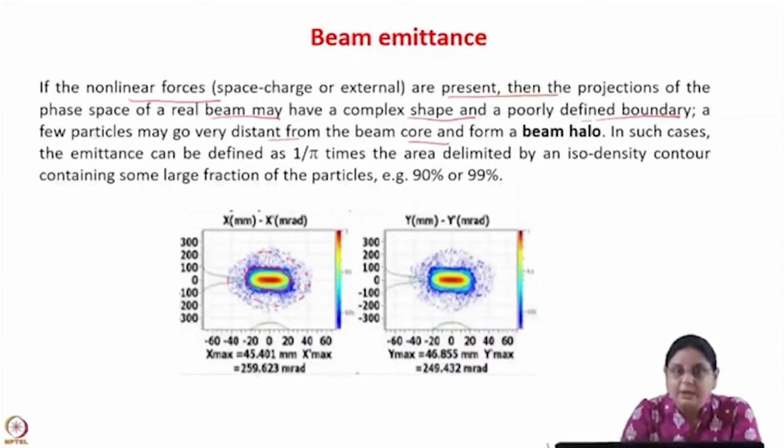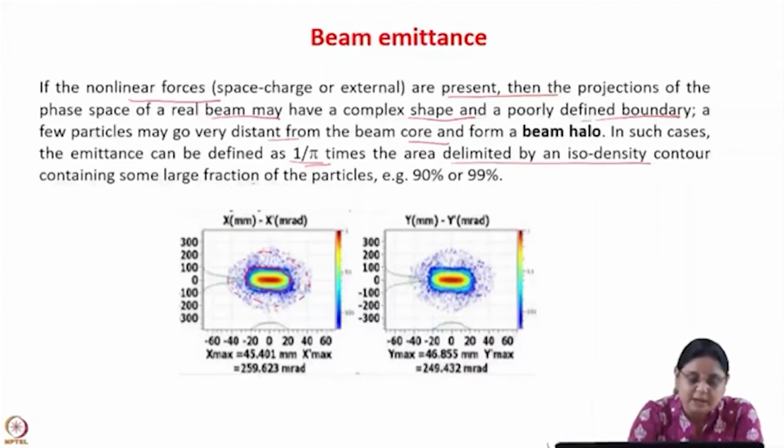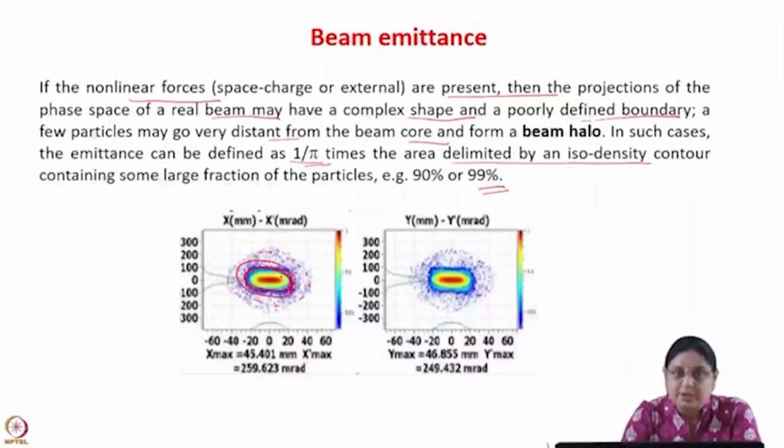If you calculate the emittance containing all the particles, this value will come out to be very large. So in such cases, the emittance can be defined as 1 by pi times the area delimited by an isodensity contour containing some large fraction of the particles. You can define a 90% emittance or a 99% emittance. So you can define an ellipse which contains, let's say, 90% of the particles or 99% of the particles, and that is called the 90% emittance or 99% emittance.